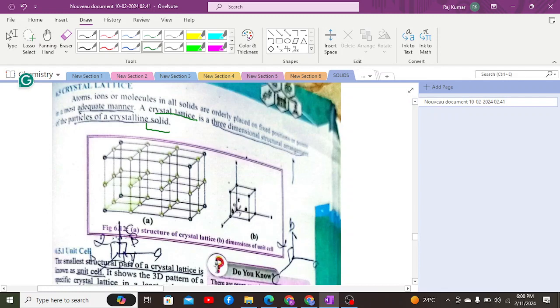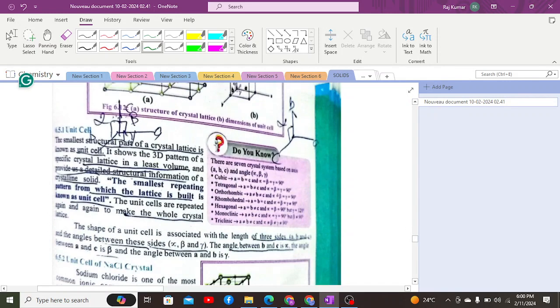Let's take the example here. As you can see, the smallest structural part of a crystal lattice is known as the unit cell. It shows a 3D pattern of a specific crystal lattice in the least volume and provides detailed structural information of a crystalline solid. The small repeating pattern from which the lattice is built is known as the unit cell. It continually repeats itself within the lattice structure and ultimately forms a crystal lattice. If we study the structure of the unit cell itself, we can decipher the entire crystal lattice as a whole.